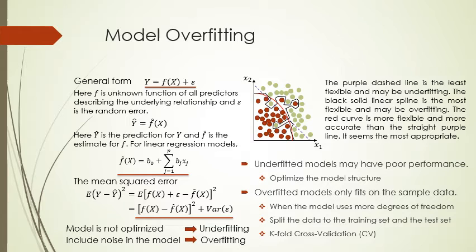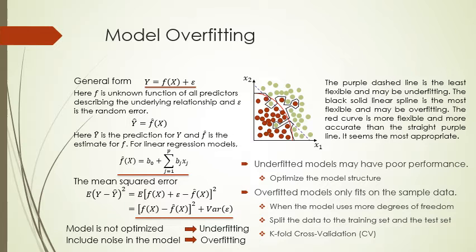The purple dashed line is the simple linear classification. However, the straight line is the least flexible and the accuracy is low. This classification may be underfitting. The black linear spline is the most flexible classification. It correctly classifies all data points. It may be overfitting since the spline costs too many degrees of freedom. The red curve seems appropriate. It is more flexible than the straight line and has a higher accuracy than the straight line.